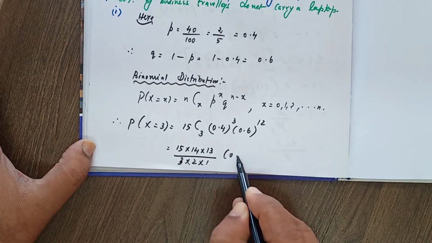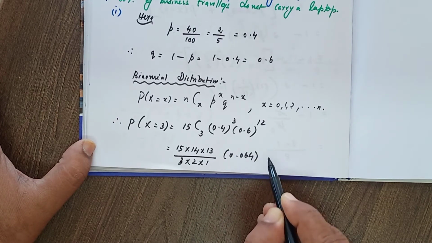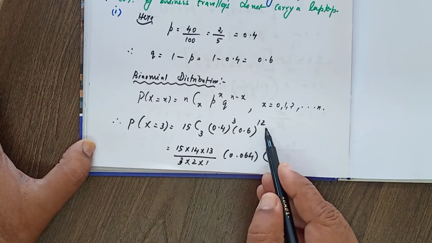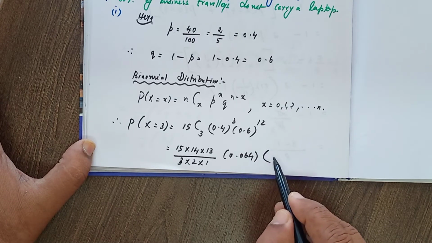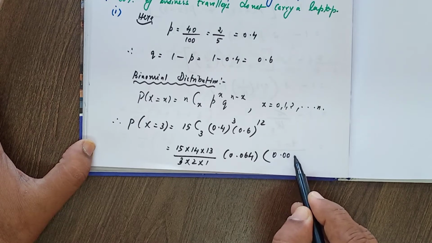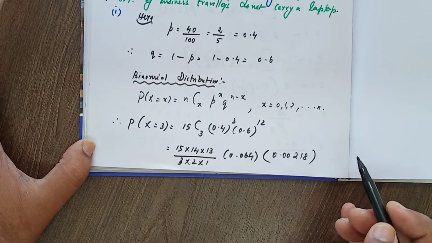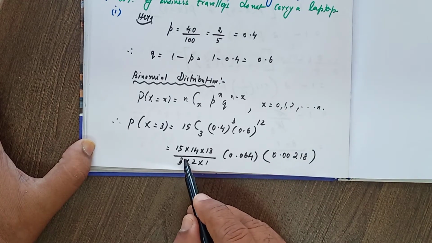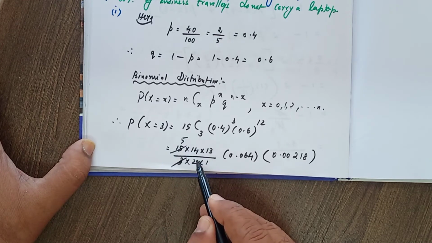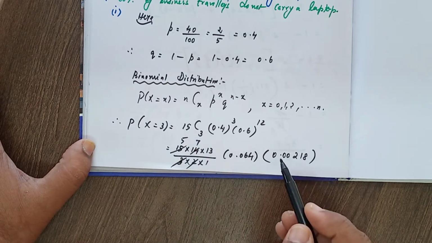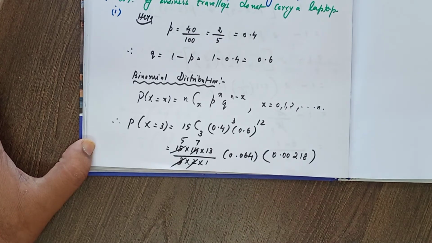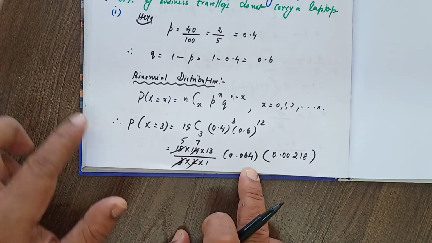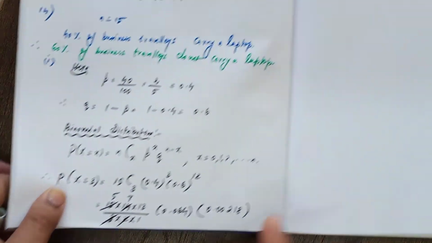0.4 power 3, that is 0.064. 0.6 should be multiplied for 12 times. You can do so on the calculator. The approximate value is 0.00218. Here you can cancel by 3 table, how many times? 5 times. Cancel by 2 table 7 times. So 5 into 7 into 13, 455.